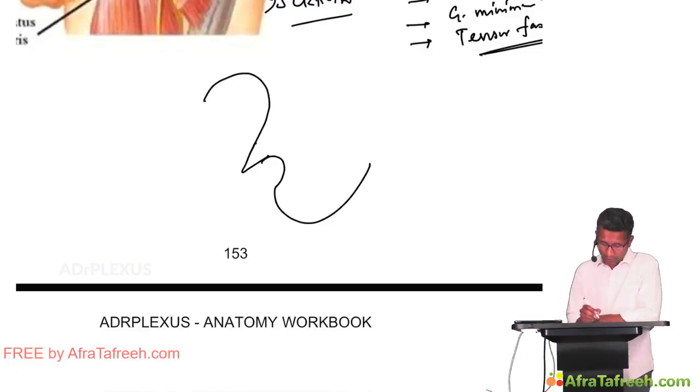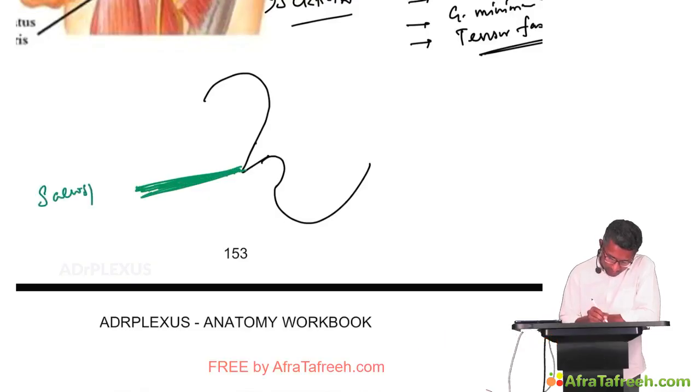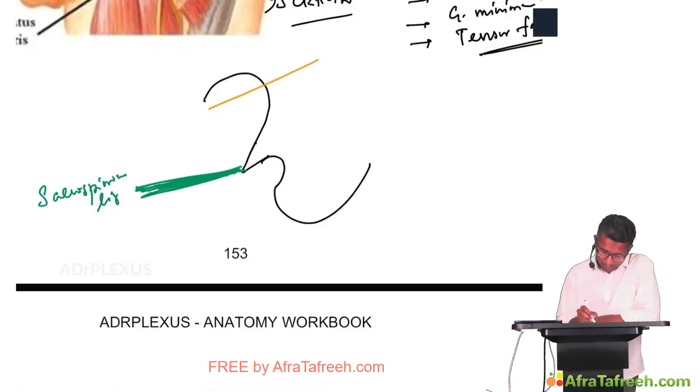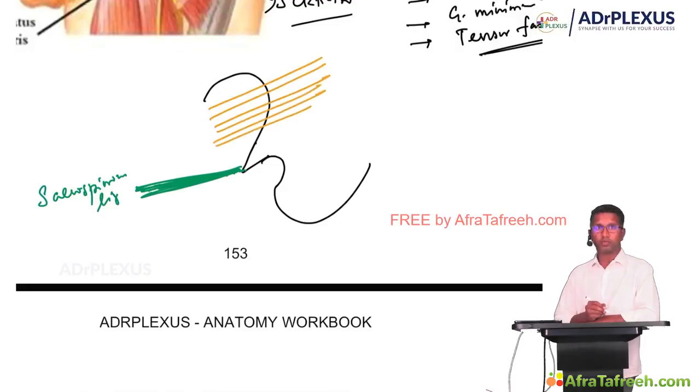I hope you know that there is a ligament which is attached to the ischial spine. This ligament is called the sacrospinous ligament. Now there is a muscle which comes out of the greater sciatic notch, that is the piriformis muscle.